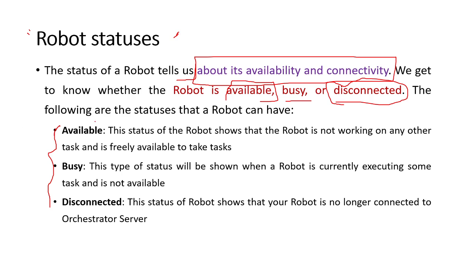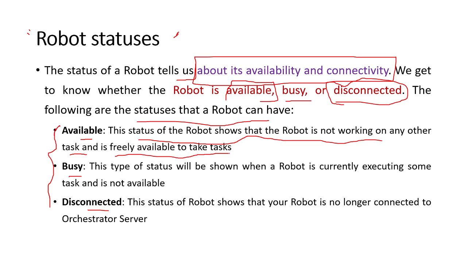These are the states the robot can have, it seems. One is available, other one is busy or disconnected, and these terms are straightforward. I mean, see here, this status of the robot shows that the robot is not working on any other task and is freely available to take a task. That's what available means.